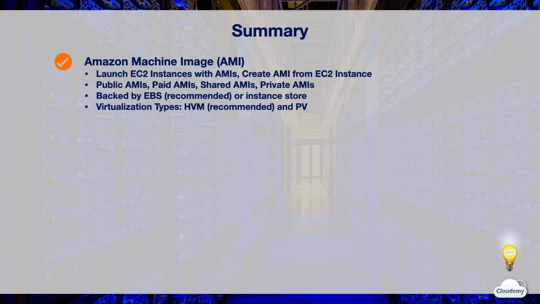An AMI can be either backed by EBS or Instance Store. If you launch an instance from an AMI backed by EBS, you will create an instance with the root device that is an EBS volume. It's recommended to use EBS-backed AMIs to create EC2 instances. There are two virtualization types, HVM and paravirtual AMIs. It's recommended to use HVM AMIs, as they leverage hardware extension to fast access the underlying hardware.